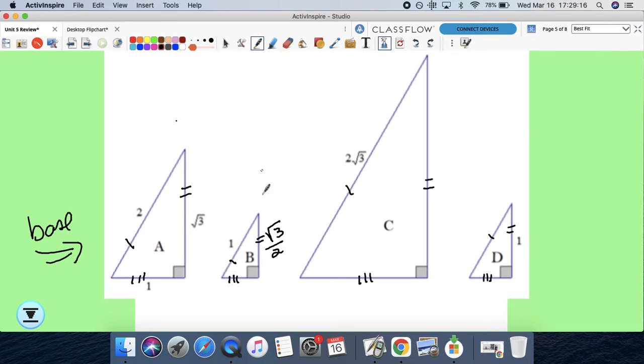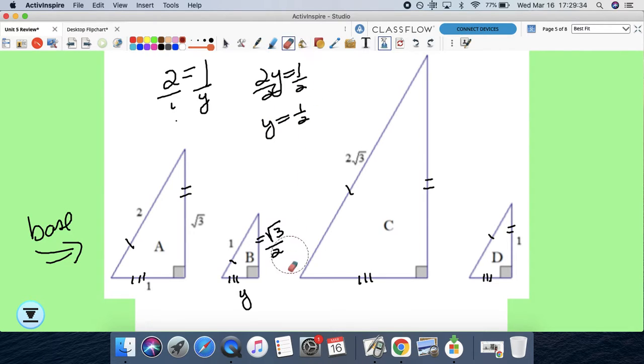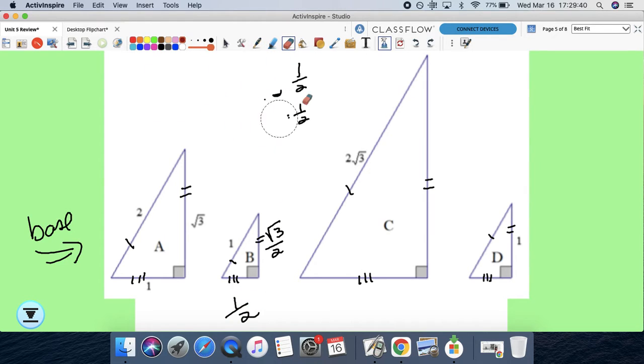Done. Let's call this y, and let's solve for that. So again, the 2 corresponds to 1, as that 1 corresponds to y. Cross multiply. We get 2y equals 1, divide both sides by 2, and y equals a half. So that one is even easier. You can write 0.5 if you want. I'm writing a half. Then, tiny triangle done. Let's go to the big triangle.